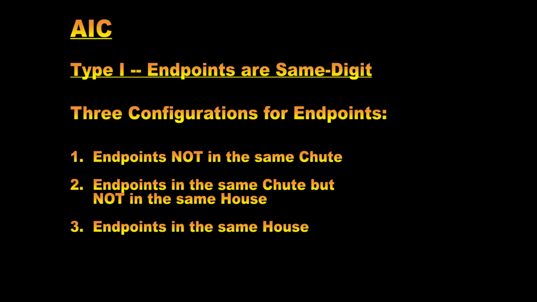In an AIC type 1 that begins and ends with the same digit candidate, which is by far the most common type, there are 3 ways or configurations in which the endpoints can relate to each other. 1, where the endpoints are not in the same chute. 2, where the endpoints are in the same chute but not in the same house. And 3, where the endpoints are not only in the same chute, but they are also in the same house, which is kind of rare, but definitely possible. So let's take a look at all that.